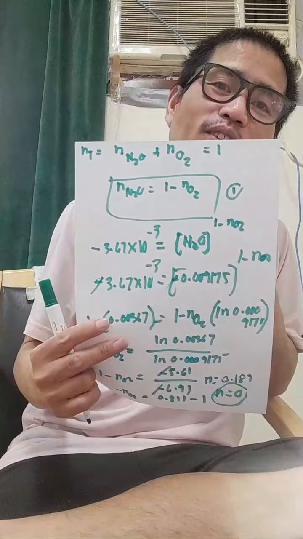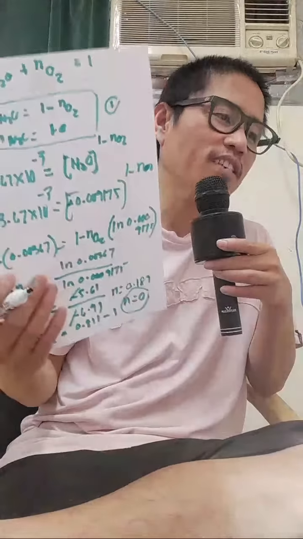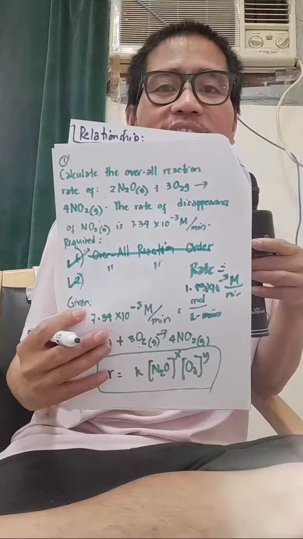Because the reaction order of N2O is equal to 1 minus NO2. So 1 minus 0 is equal to 1. So our reaction order of N2O is equal to 1. That's why we have an overall reaction order of 1, because 0 order of oxygen gas plus 1 order of N2O. And perfect. We solved number 1.